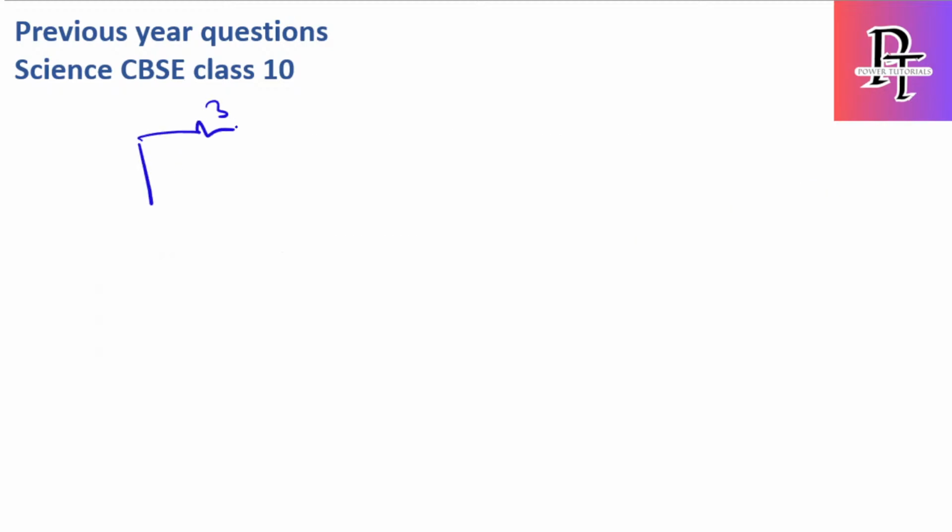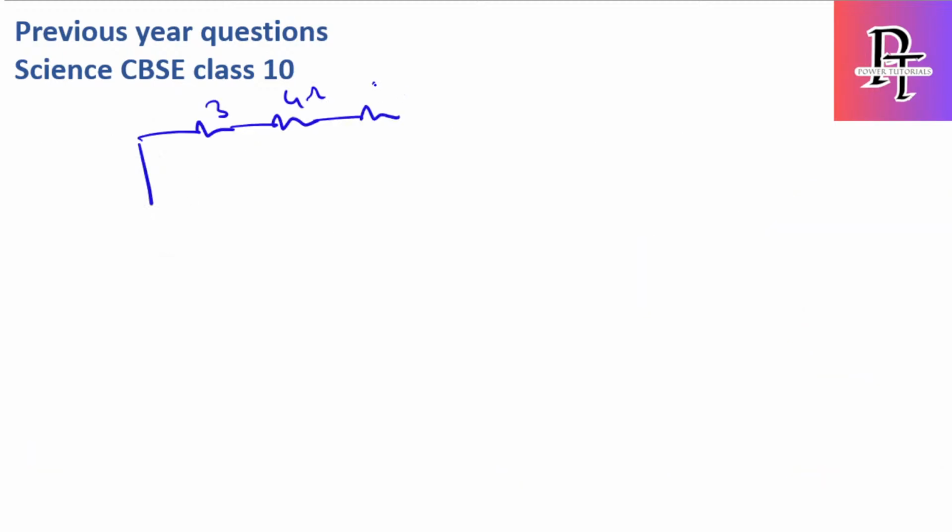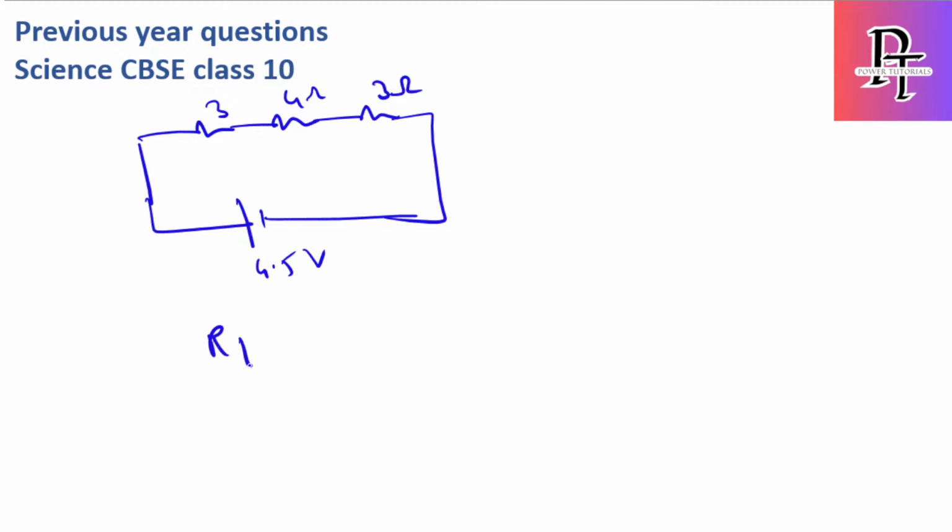Okay, so now the third circuit will be, we have 3 ohms, this is 4 ohms, and we have another 3 ohms in series, and this is connected to a cell which is 4.5 volts. Okay, so these 3 are in series, so definitely the effective resistance will be R total, I can say, which is 3 plus 4 plus 3, which is 10 ohms.